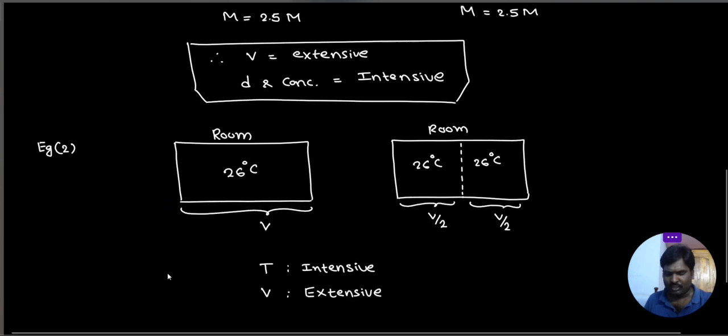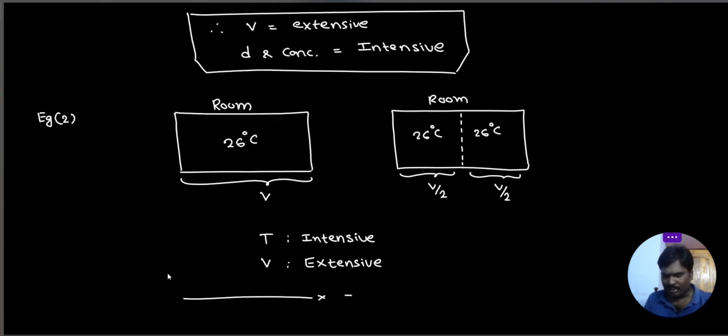So these are the important definitions and examples. Two properties, extensive, intensive, extensive examples, intensive examples. These are very, very important. Definitely you will get one question from these examples. Which of the following is extensive property? Which of the following is intensive property? Clear everyone?